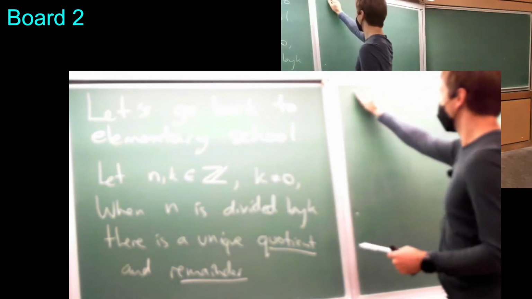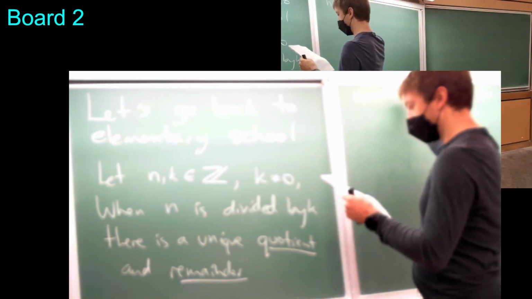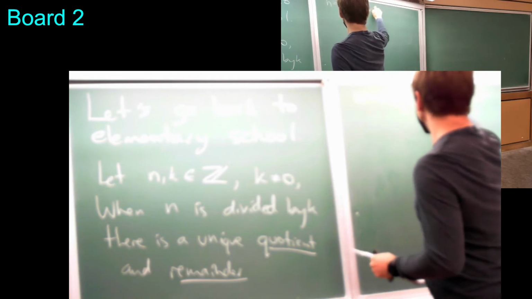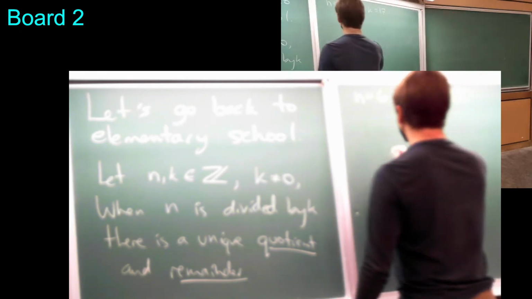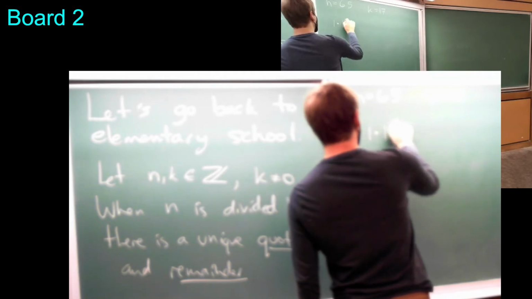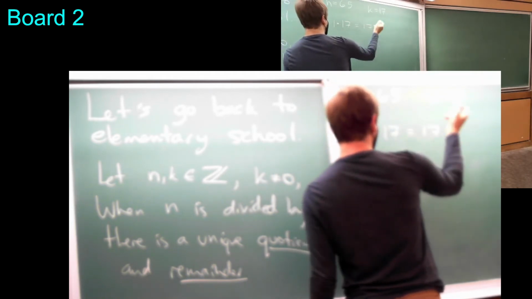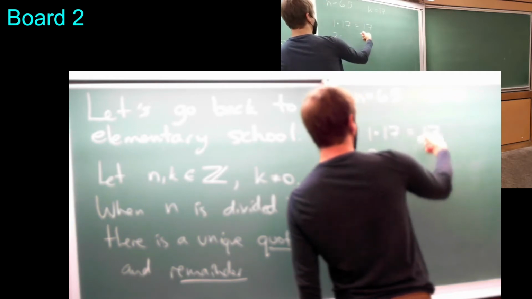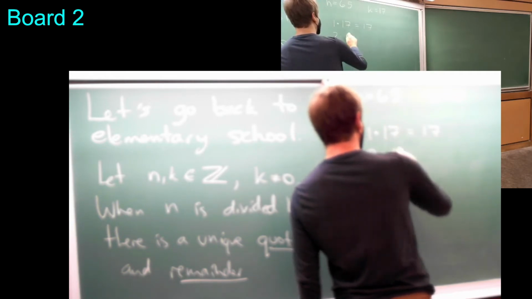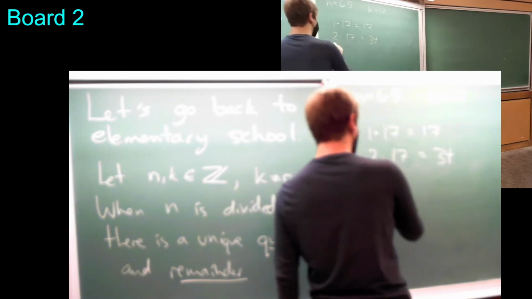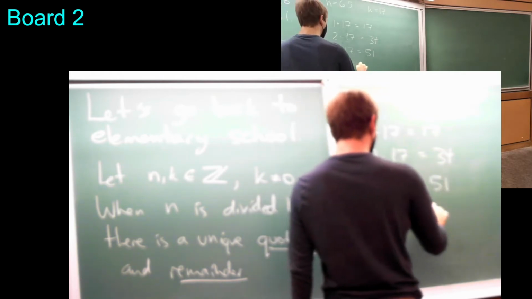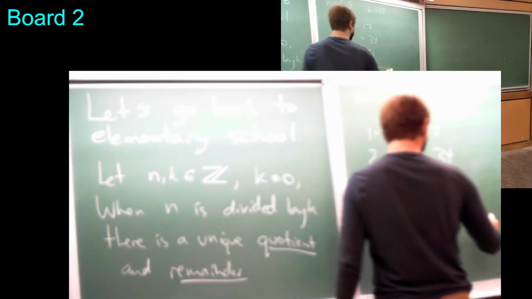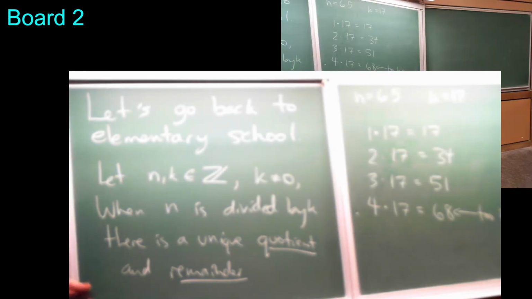So, for example, let's say n is 65. Let's say k is 17. So, okay, how many times does 17 go into 65? One way to do it, you can just say, okay, 1 times 17 is 17. That's not very close to 65. 2 times 17 is 34. 3 times 17 is 51. If I do 4 times 17, that's 68. That's too big. So 17 does not go into 65 4 times.